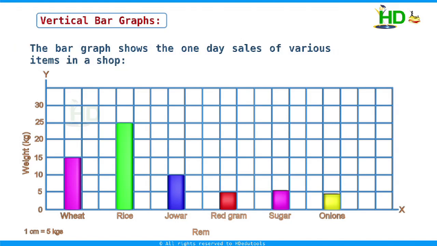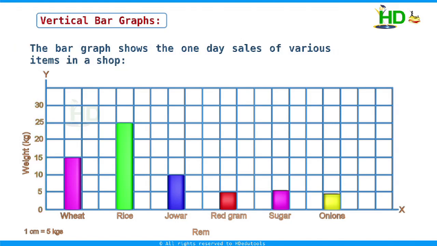Now see this bar graph, which shows one-day sales of various items in a shop. What is taken along the x and y axes? Yes, along the x axis, different items are taken: wheat, rice, jowar, red gram, sugar, onions. And along the y axis, the amount of these quantities sold is taken. What is the scale on the y axis? Here it is given: 1 centimeter equals 5 kgs.